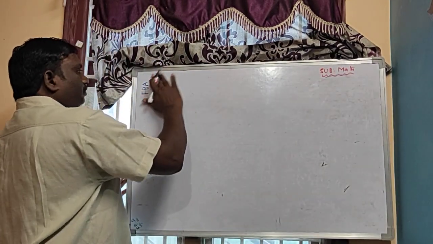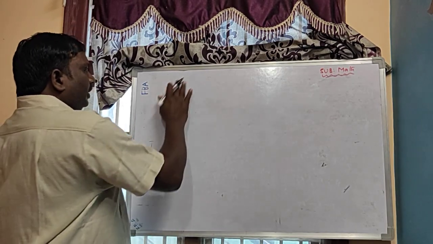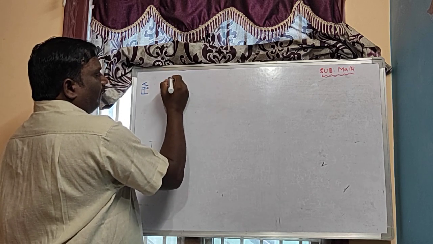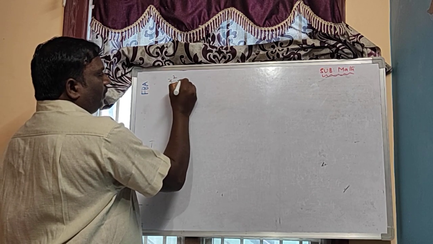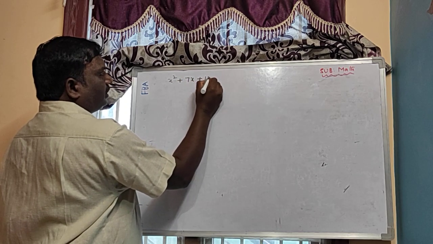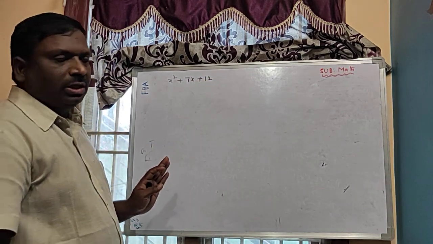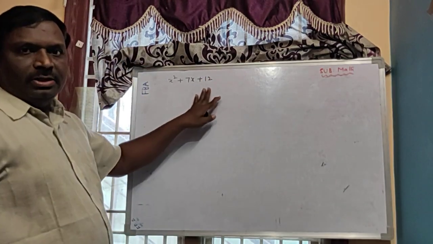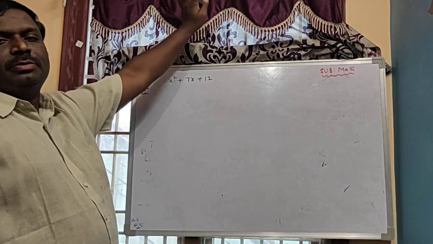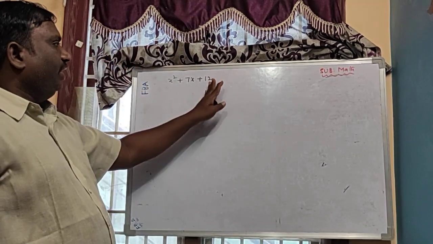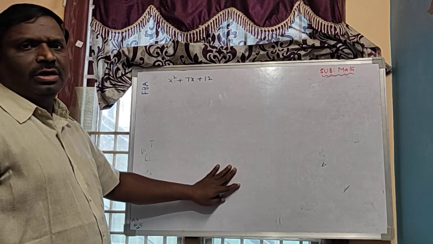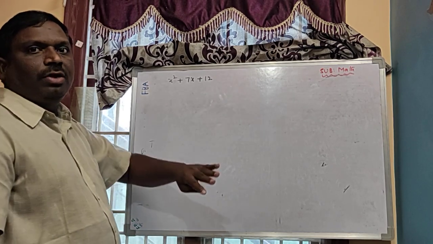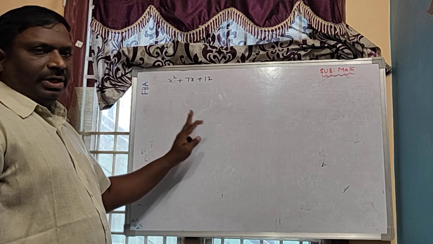This is the third and final model. In your question, they will give x square plus 7x plus 12, a quadratic polynomial, and the question is to find the zeros and verify the relationship between zeros and coefficients. How to find the zeros? By the factorization method only. Sometimes they will give the zeros, sometimes they will not. If they do not give the zeros, we have to find the zeros by using the factorization method.